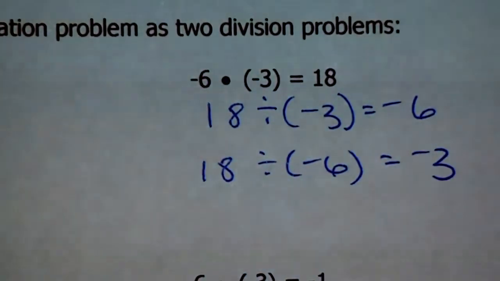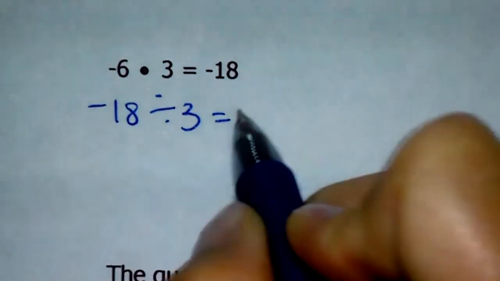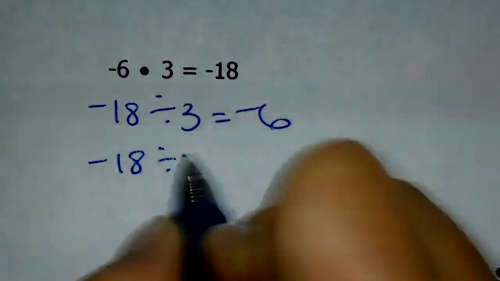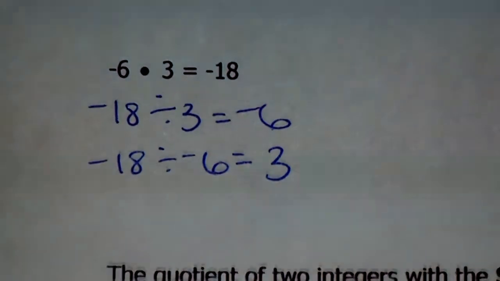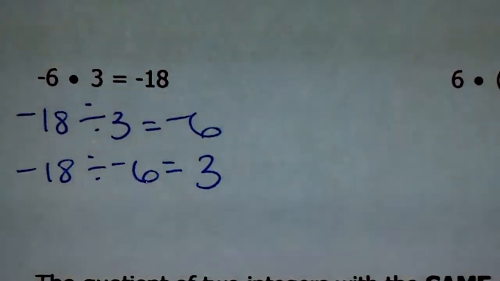Right? Take a look at the next one. We know that when you multiply and you have one of each, you get a negative result. So a negative 6 times 3 is a negative 18. We know this to be true. That means that negative 18 divided by 3 should be a negative 6 because I'm not changing any signs. And a negative 18 divided by negative 6 should give me a positive 3. This is true.